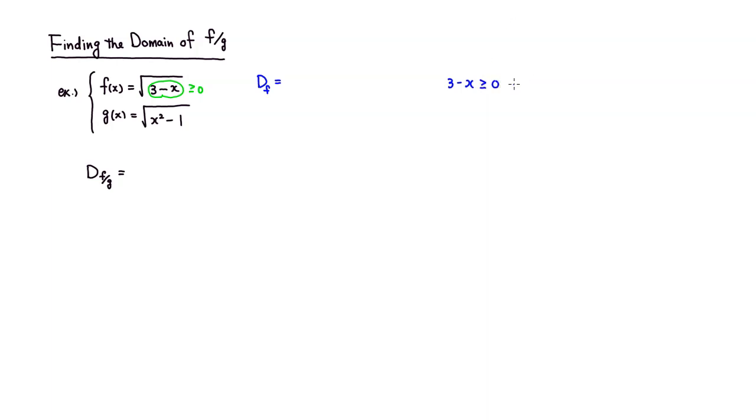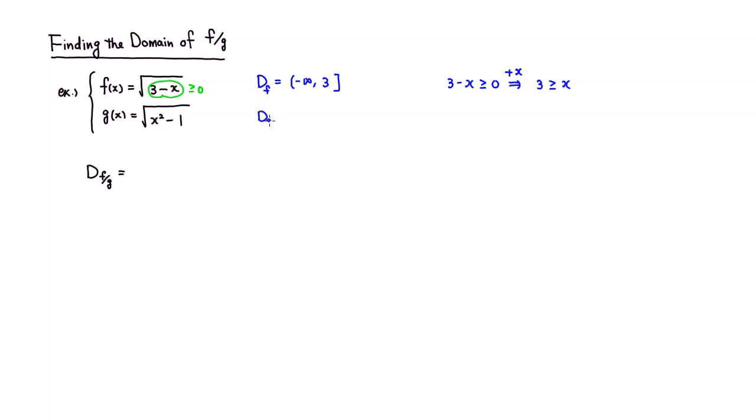Then we can isolate x by simply adding x to both sides. The negative x cancels out, so 3 is greater than or equal to 0 plus x, which is just x. So x is less than or equal to 3, which means it starts from negative infinity and goes all the way to positive 3. Then we want to include that 3, because of the equality. How about the domain of g?